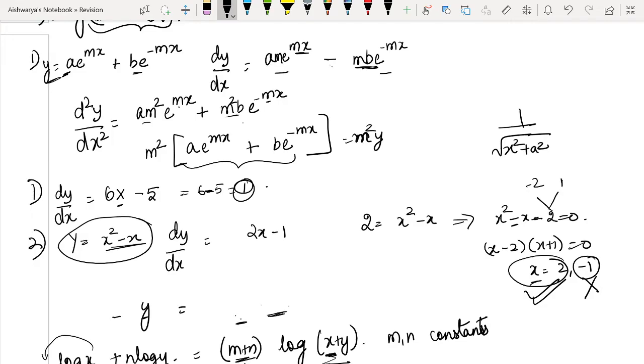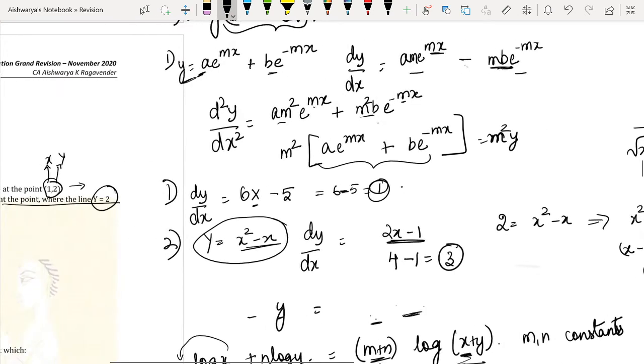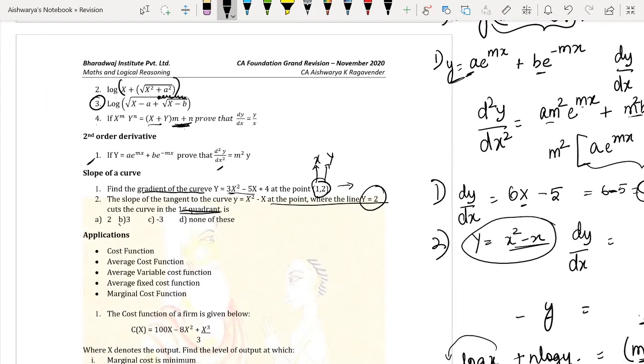So now that you know the value of x, you can substitute it here. 2 2s are 4, 4 minus 1, answer is 3. 3 is the value of dy by dx, which you have in the options.